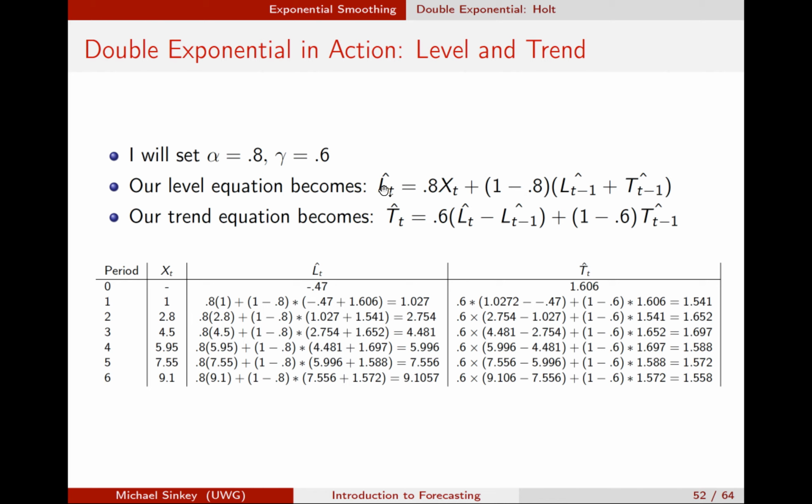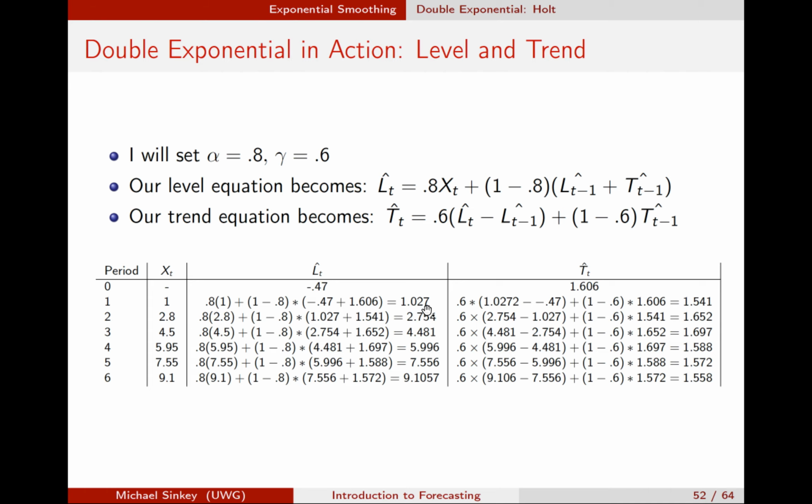So the level equation, I have L_t is equal to 0.8 times X_t, where X is the data, plus 1 minus 0.8 times the old level plus the old trend. Now let's look at this level column. 0.8 is the smoothing parameter. 1 is the data point for period 1. So for my level in period 1, 80% comes from the data point for period 1, which is 1. 20%, 1 minus 0.8, is multiplied times the old level, that was the minus 0.47, plus the old trend, which is the 1.606. So my estimate for the level in period 1 is 1.027.